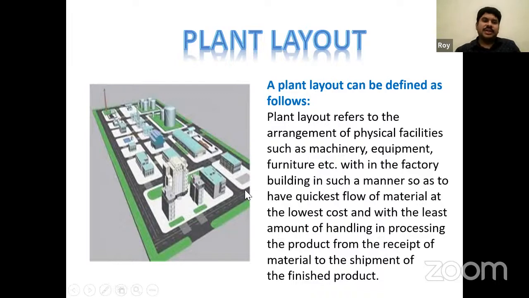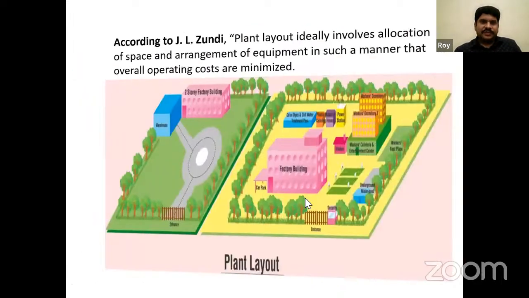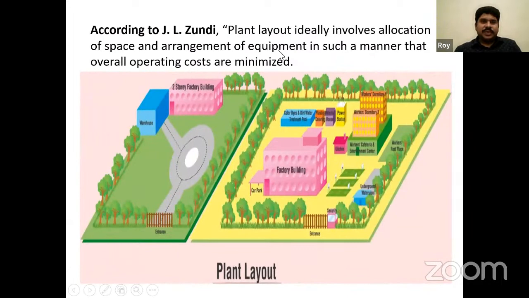Okay, once we understand the definition, we can go a bit faster from here. J.L. Jundi said that plant layout ideally involves allocation of space and arrangement of equipment. See this: factory building, kitchen, cooler, dryers and power station, underground water pool, workers' rest place, car parking, entrance, warehouse, store, factory buildings, all in such a manner that overall operating costs are minimized.